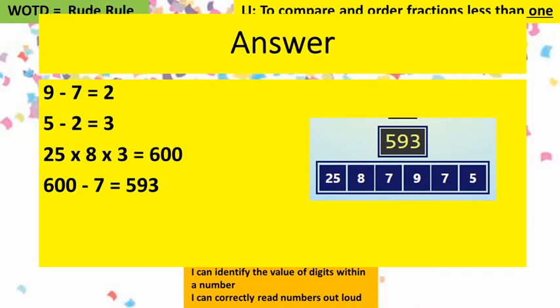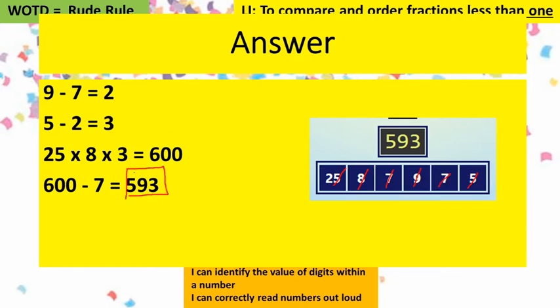So our target was 593. This was the method that I used. I did 9 minus 7, which is 2. Then did 5 minus the 2 that I'd made, which is 3. 25 times 8, which is 200, because 25 times 10 is 250, so 2 lots of 25 less than that is 200. Then I multiplied it by the 3 that I'd made, which is 600. Then we did 600 minus 7, so we used all the digits there and we reached the target of 593.